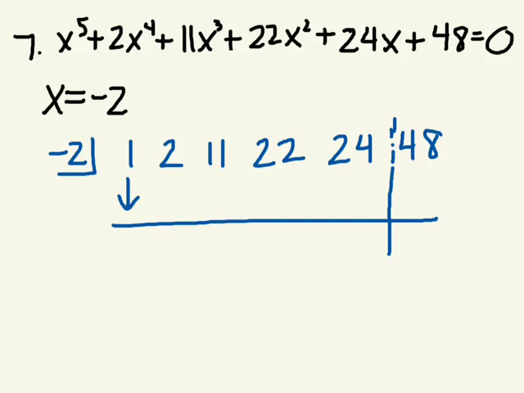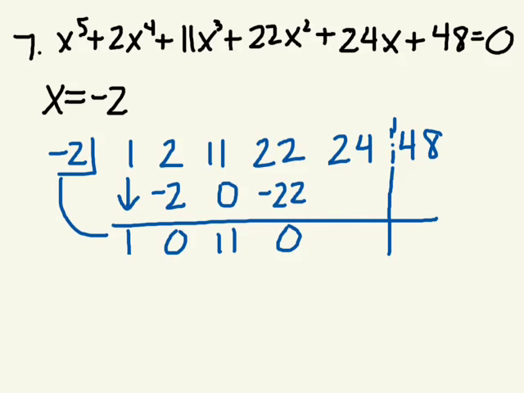So we pull down our 1, multiply -2 times 1 to get -2, and then add vertically. We have a 0 there. Again, multiply, add, multiply, add, multiply -2 times 0 is 0, add. Last one, multiply -2 times 24 is -48. 48 plus -48 is 0.